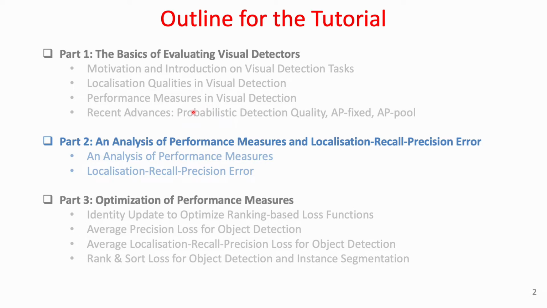In this part, the second part, now I will talk about the analysis of performance measures for visual detection that we performed in our recent paper. And in the third part, my colleague Kemal will cover how performance measures can be optimized.